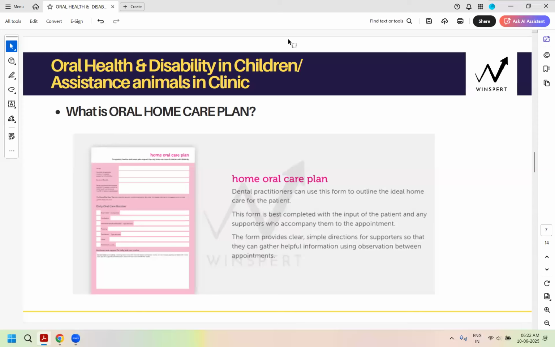So general health also, systemically also, Down syndrome patients will have cardiac anomalies. They are also at a higher risk of epilepsy. So anti-epileptic drugs increase the risk of gingival enlargement. Motor issues, fine motor issues, so compromised oral hygiene. They are also at increased risk of obstructive sleep apnea.